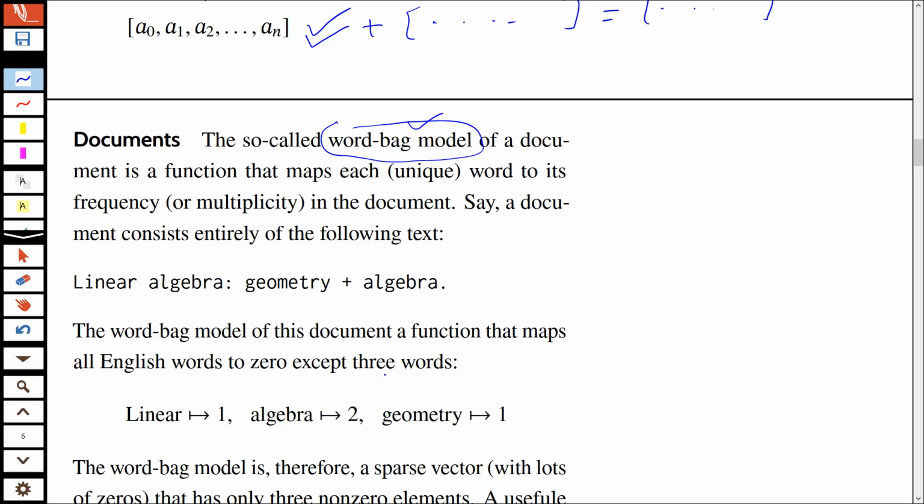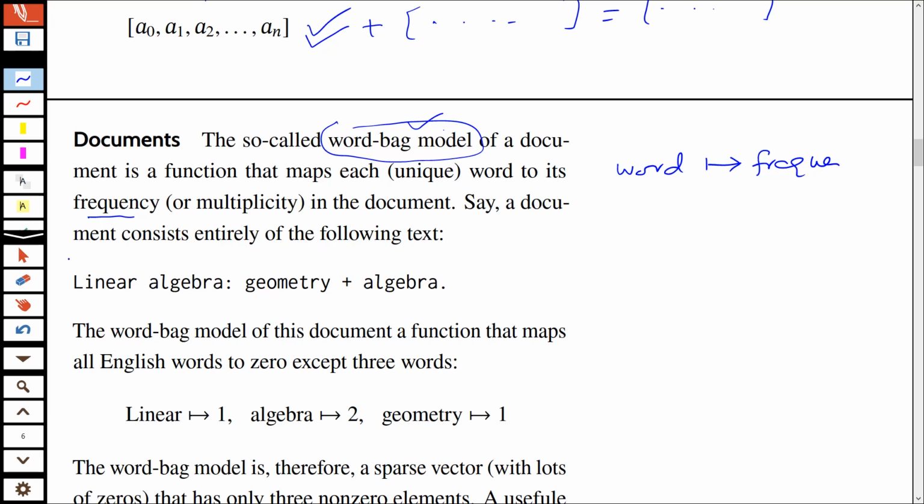So instead of caring about all the details in the syntax and the grammar, you just look at each word and see how many times it has appeared in the document, this frequency. So this bag of words model just looks at any word and maps it to its frequency. So let's see an example.